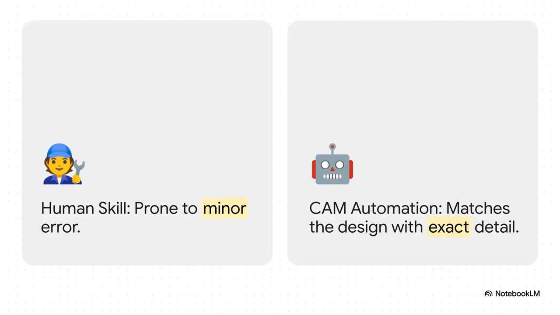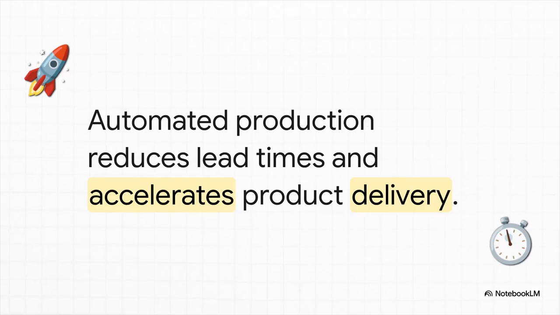Okay, let's start with precision. Look, even the most talented craftsman, a human with incredible skill, is still human. Over hundreds of repetitions, tiny errors can creep in. But with CAM automation, that's completely gone. It gets rid of that human variable, making sure every single piece is a perfect, flawless copy of the digital design, every time.